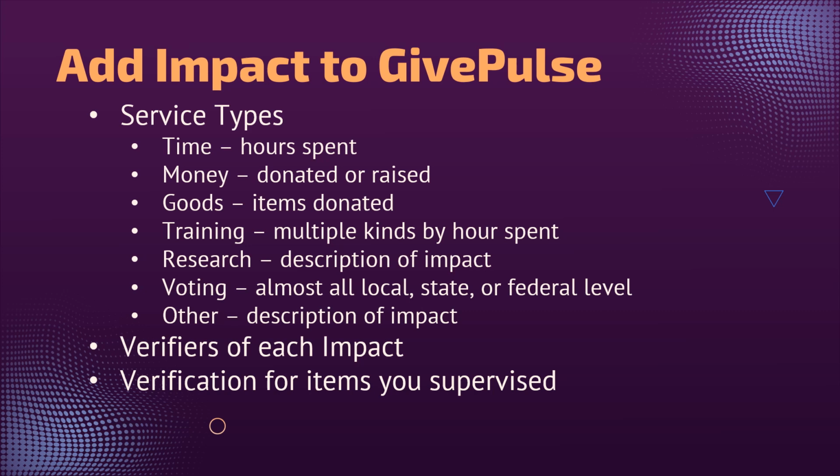Training is broken into a few different types, but they are usually training for a service event that will happen later. Research is a description box explaining what kind of research was conducted. Voting is a report of the election type. Voting descriptors are for elections such as federal, primaries, or municipal. Finally, Other is for anything that doesn't necessarily fall into the other types. This is another description box.